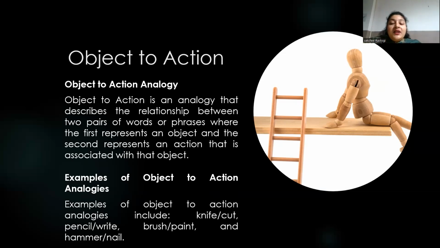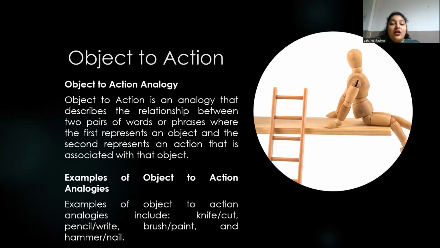Piano is to play, guitar is to strum. Car is to drive, bike is to ride. Food is to eat and drink is to sip. Painting is to create and sculpture is to create. So in each example, the object, book, piano, car, etc., is related to the action that is typically performed on or with that object, read, play, drive, etc. Object to action analogies are useful for understanding the relationships between objects and the actions that are associated with them.